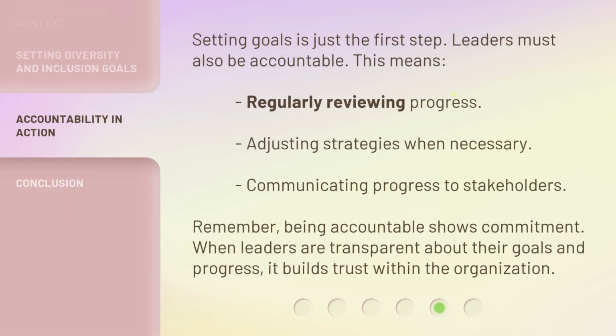Setting goals is just the first step. Leaders must also be accountable. This means regularly reviewing progress, adjusting strategies when necessary, and communicating progress to stakeholders. Remember, being accountable shows commitment. When leaders are transparent about their goals and progress, it builds trust within the organization.